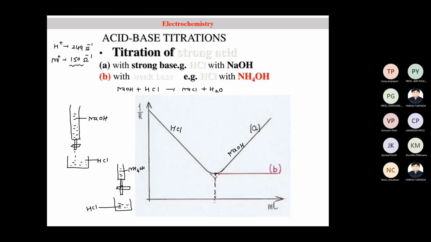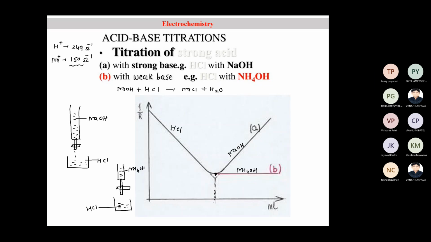But after the end point, you are adding further NH4OH, which is a weak electrolyte. So NH4 plus and OH minus ions are not available fully, and therefore the conductance remains constant. It does not increase much more. So this is the plot of strong acid versus weak base.